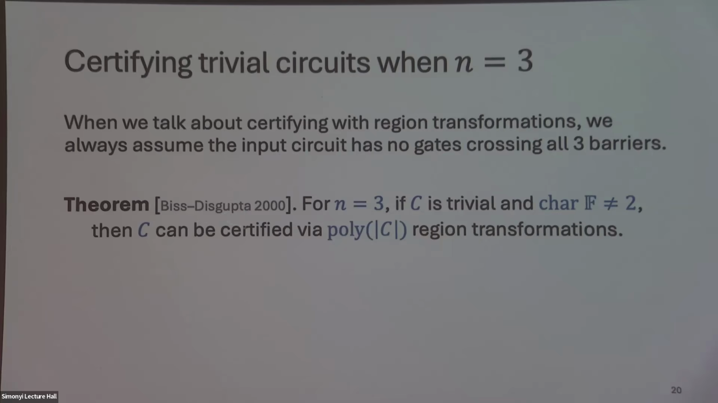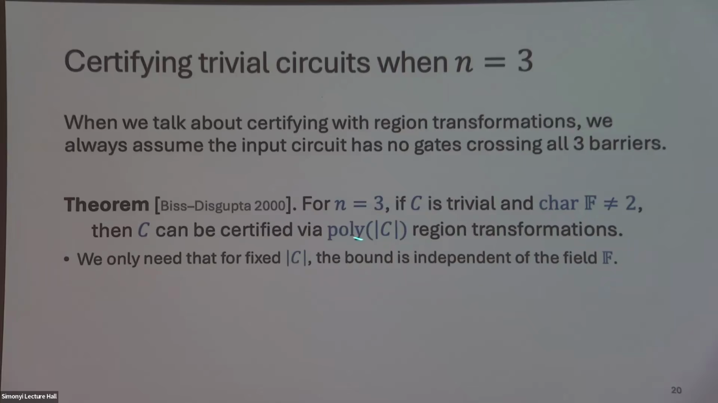So what Biss and Dasgupta proved 25 years ago was that if you have 4 wires, which is the simplest case, 3 barriers and 4 wires, this is the case I've been showing, and you start out with any trivial circuit and the characteristic of the field is not 2, then you can reduce it down to the empty circuit using a polynomial number of transformations. And the important thing here for us is that this polynomial is independent of the field. So the only assumption on the field is that the characteristic is not 2. And in the application for expansion, if you don't care about how good the bounds are, the fact that this is polynomial doesn't even matter. All that you care about is that for some fixed circuit length, there is a constant independent of the field size which bounds the number of transformations that you need.